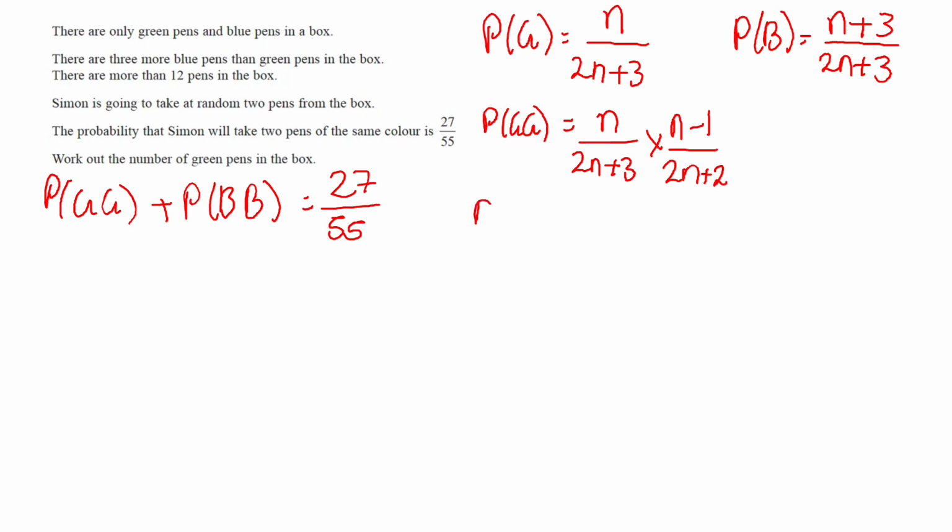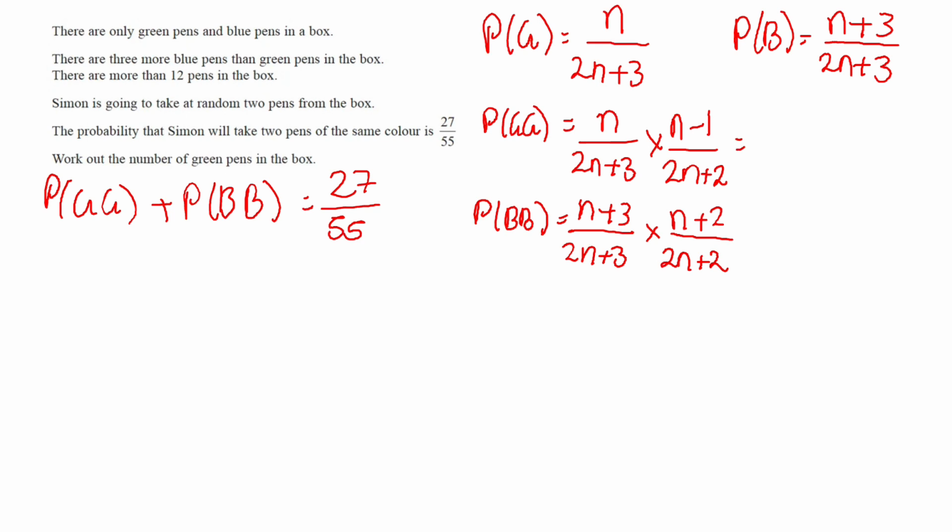Then we're going to do the same for the blue, blue. So if we pick blue first, it's going to be this fraction up here, n plus 3 over 2n plus 3. Our second fraction, because a blue pen has been taken in that first pick, it's going to be n plus 2 now. And our denominator, once again, there'll be 1 less, so it'll be 2n plus 2. What we're going to do now is multiply these.